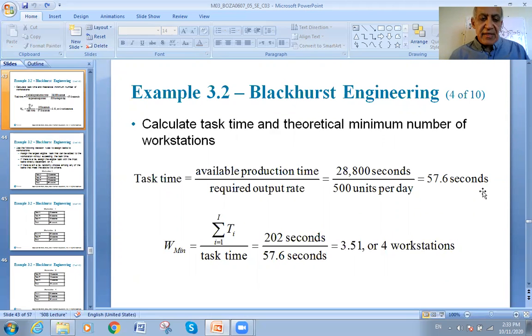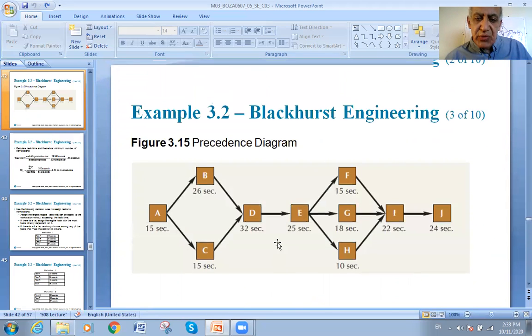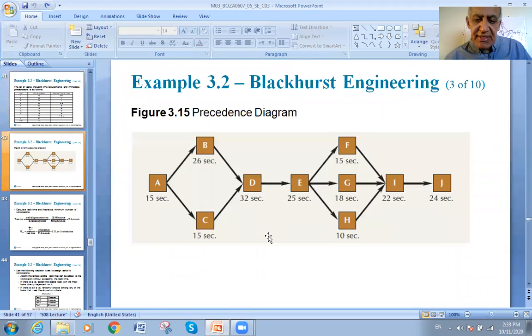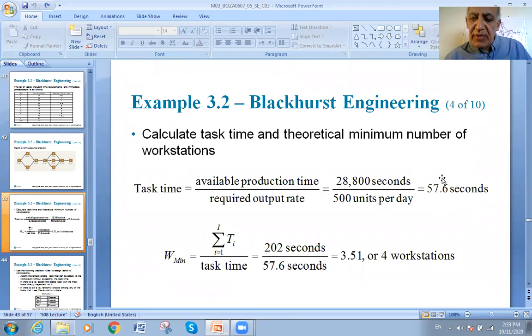Then the W minimum, we have the total time before, 202 seconds, divided by the number from equation 1, which is 57.6, and that will give you 3.51. This number represents the minimum number of stations. W is the working minimum stations, meaning how many stations like these I will have. Because I'm dividing the work into stations, I will have 3.51 stations.